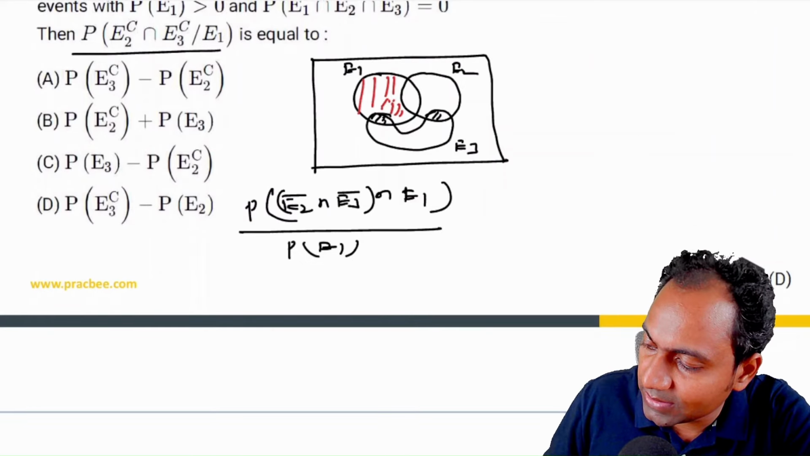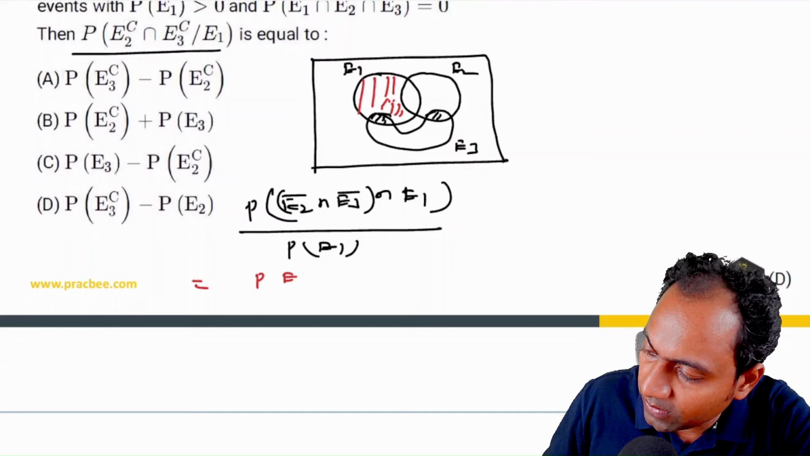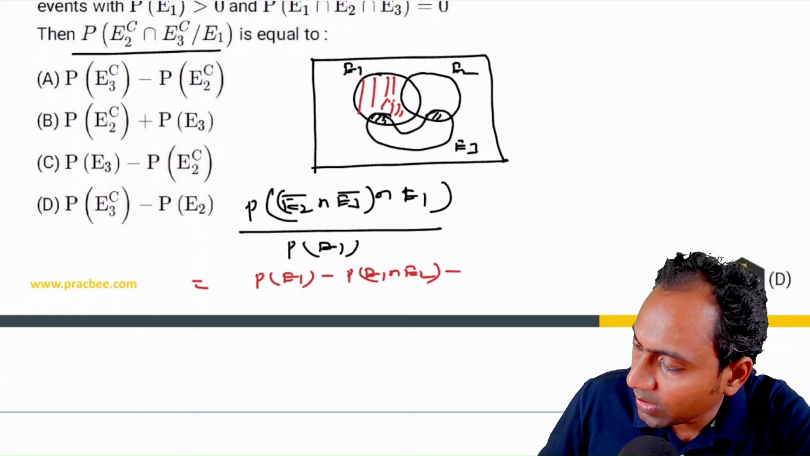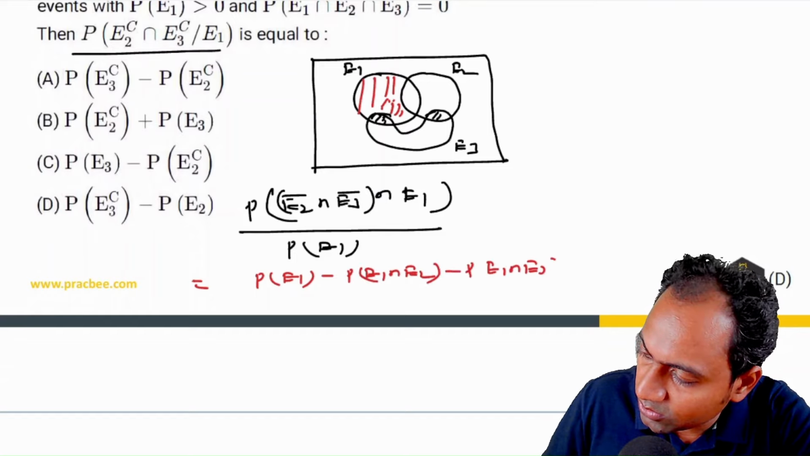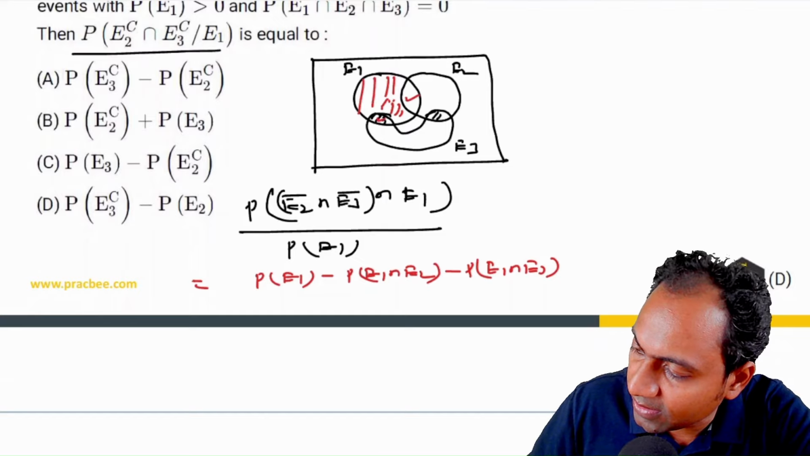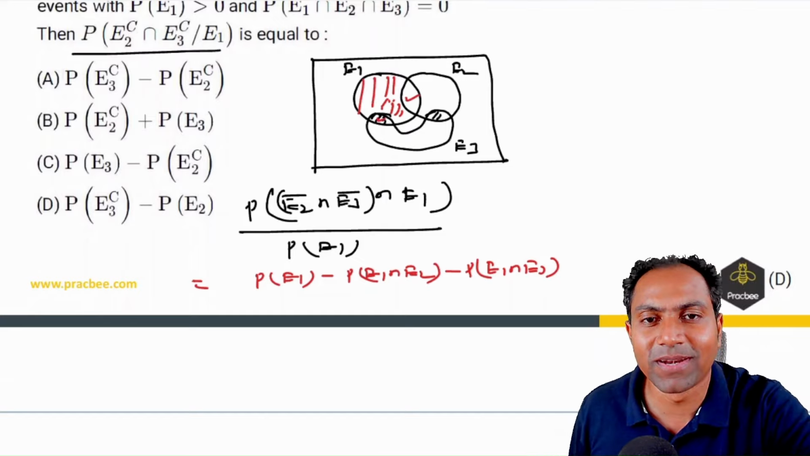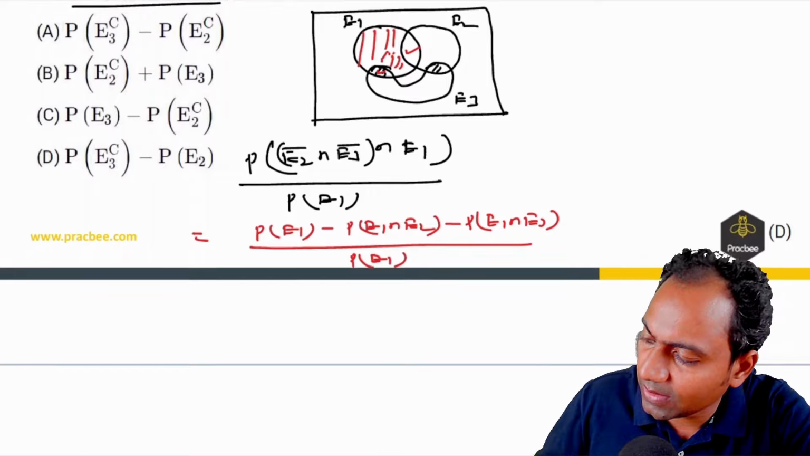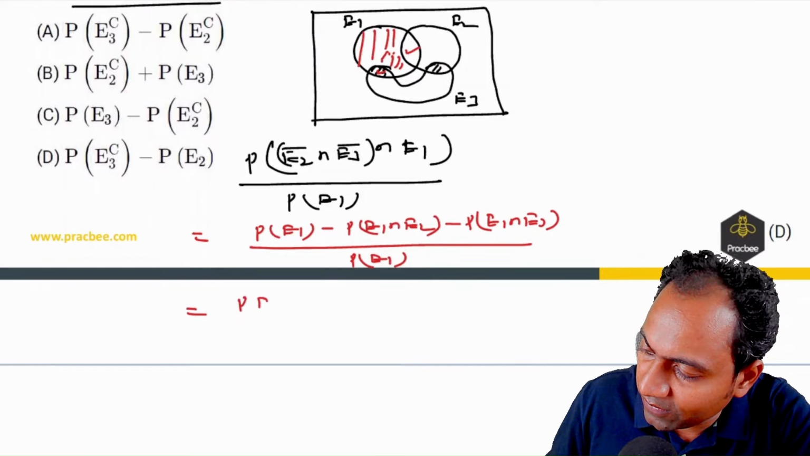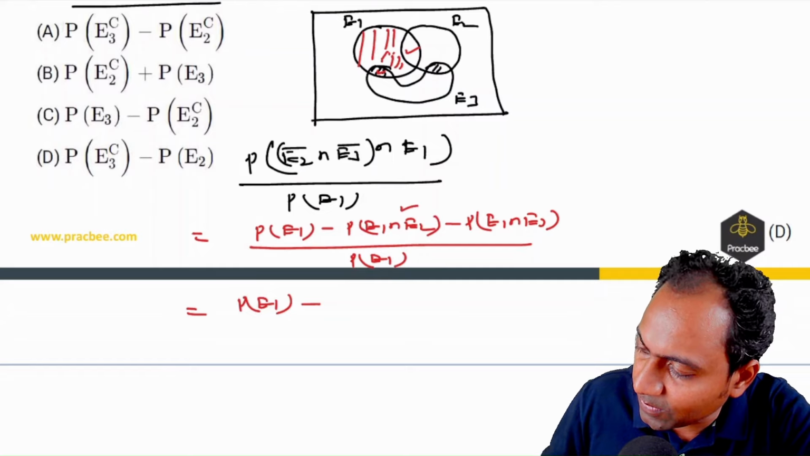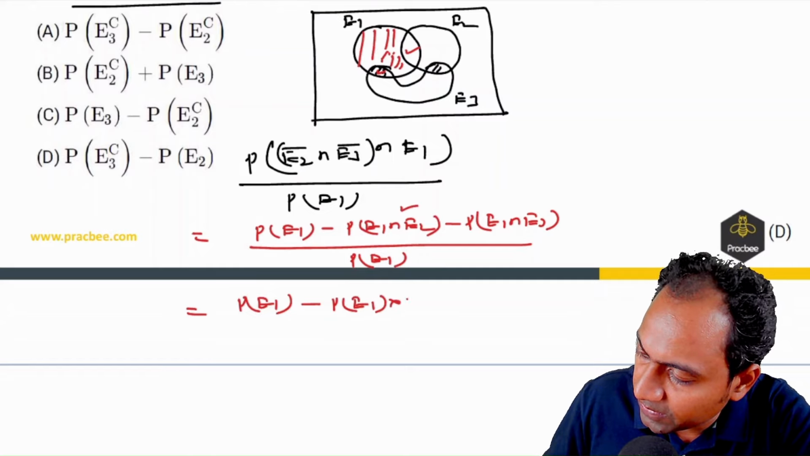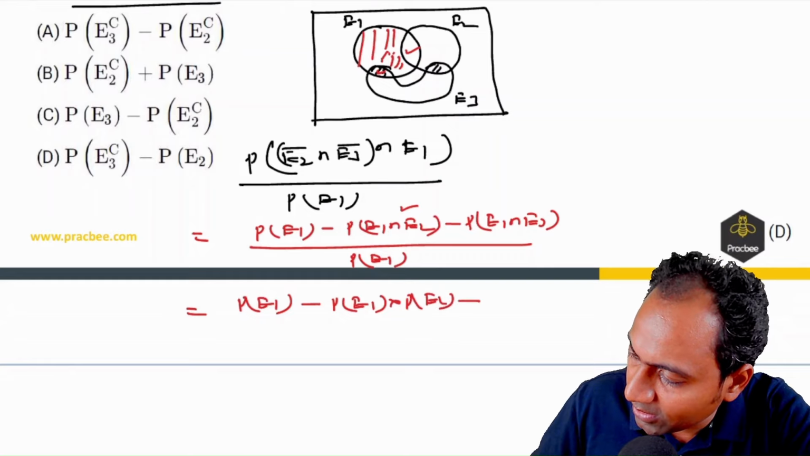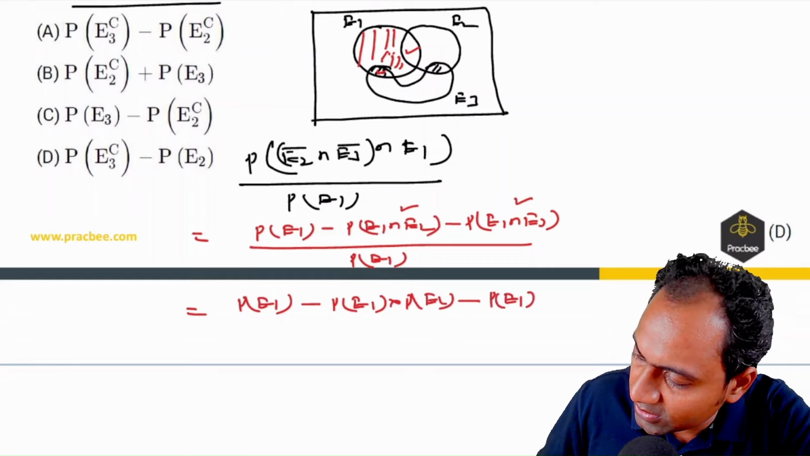If I want to write this, I can write this region as P of E1 minus P of E1 intersection E2 and minus P of E1 intersection E3. If I remove these two small regions that are here and here, I will get my required region. That is what I'm writing down, and this is divided by P of E1. Now if I simplify this, what they have given is that these are pairwise independent. That means this part can be written as P of E1 into P of E2. And the second part also, since they are independent events, becomes P of E1 into P of E3.